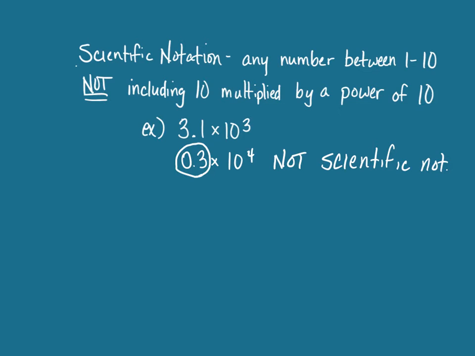Also, another thing that would not be in scientific notation is any number 10 or larger. So if you had 10.4 times 10 to the fifth power, this 10.4 is bigger than 10, and it includes 10, so it is also not in scientific notation.